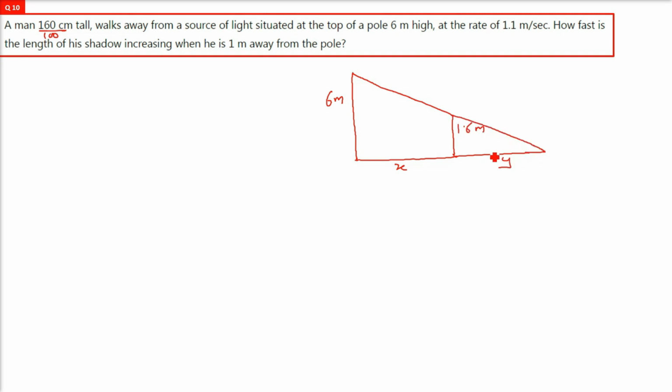So let us call it y. The rate at which he is moving is 1.1 meter per second. So we are going to take dx by dt as 1.1 meter per second. So how fast is the length of his shadow increasing when he is 1 meter away from the pole? That is, dy by dt has to be computed.